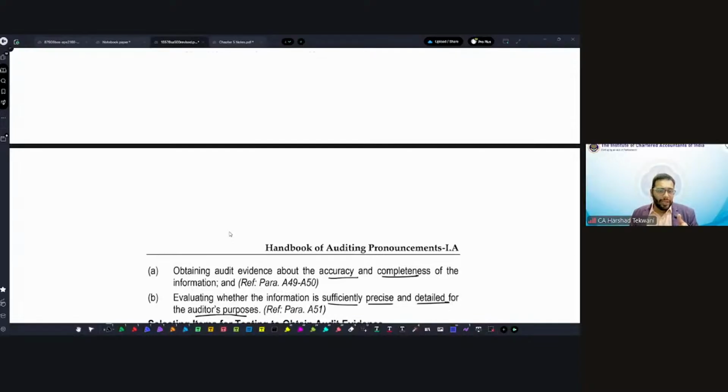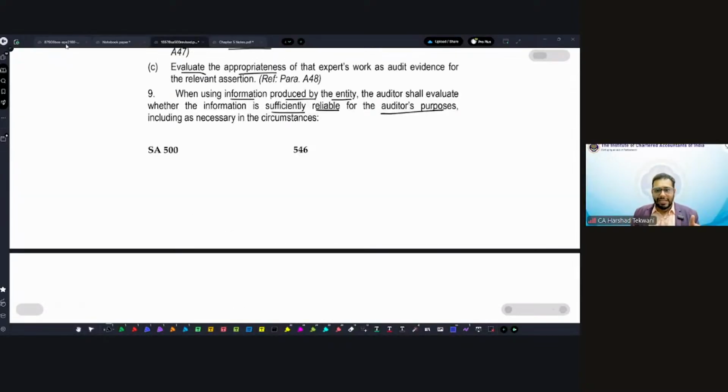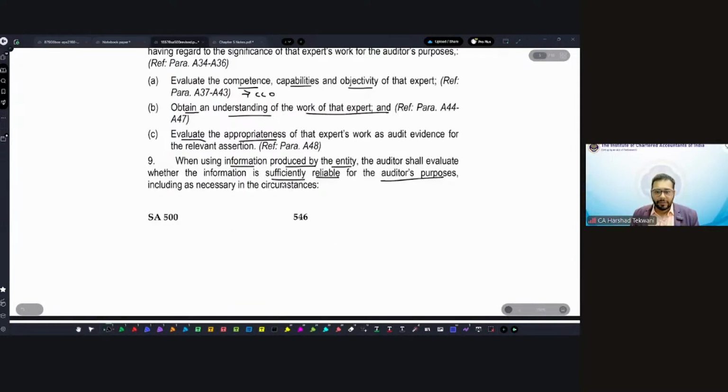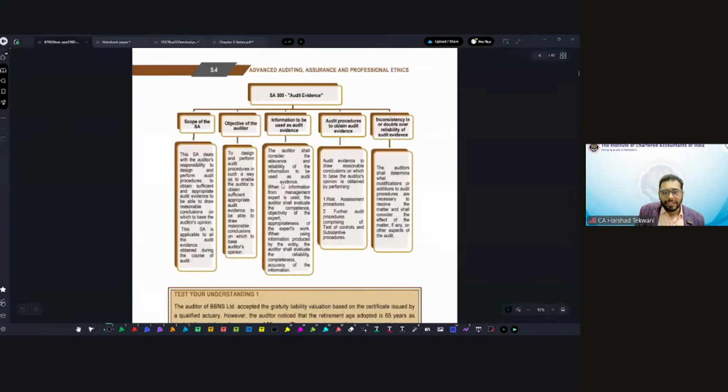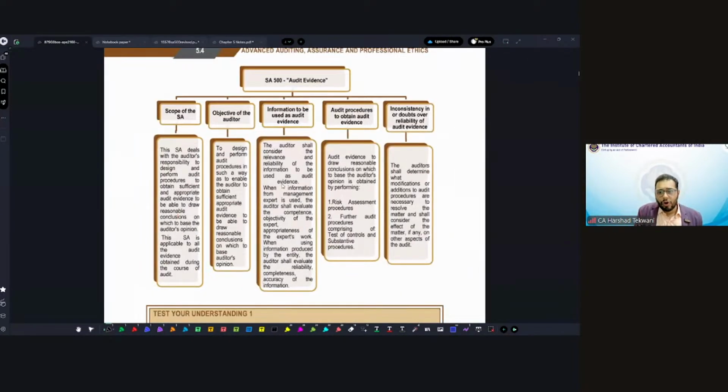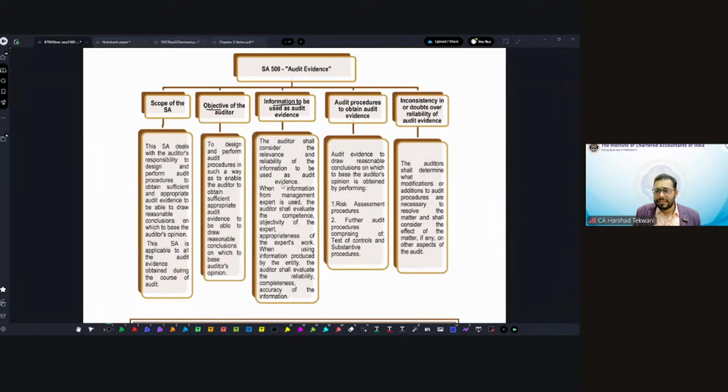And for a quick revision, in your study material you have a very good chart, which talks about the objective, information to be used in audit evidence, procedures, and inconsistency. Very good chart for a quick revision.